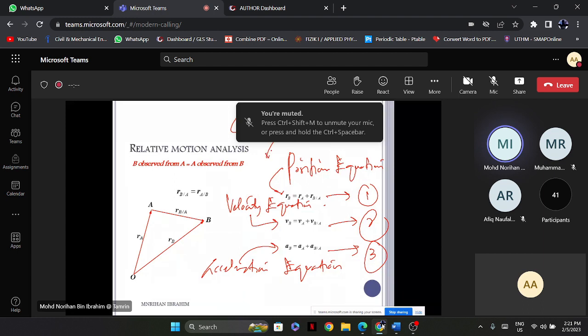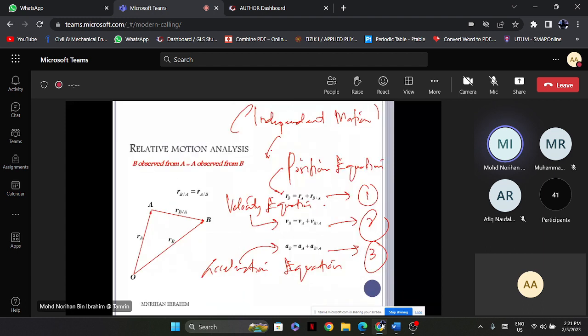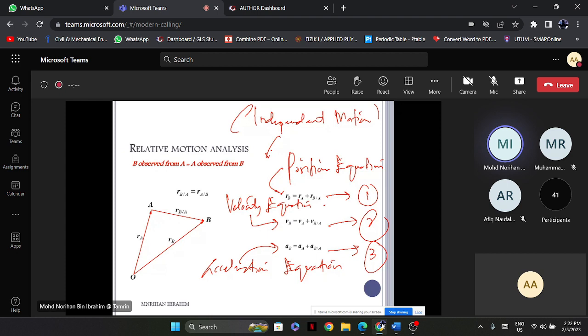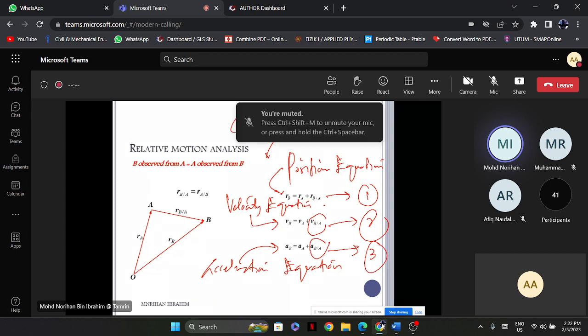The two important equations are equations 2 and 3, which we normally apply when we want to solve problems concerning relative motion analysis. They will ask you, for example, what is the relative motion of particle B with respect to A. This means that you need to find VB with respect to A. Or what is the relative acceleration of particle B with respect to A, so you need to find AB with respect to A.